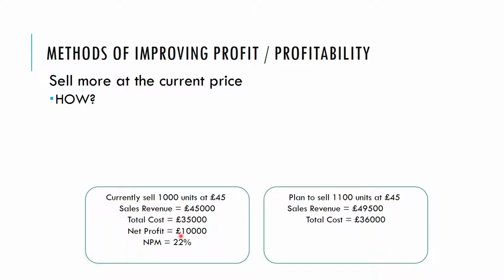The second option is to sell more at the current price. So for example, again down here we have our net profit margin 22%. If they try to sell more than 1,000, perhaps they sold 1,100, what impact would that have on net profit margin? Again, it would increase their net profit margin, increase their profitability, here to 27%.